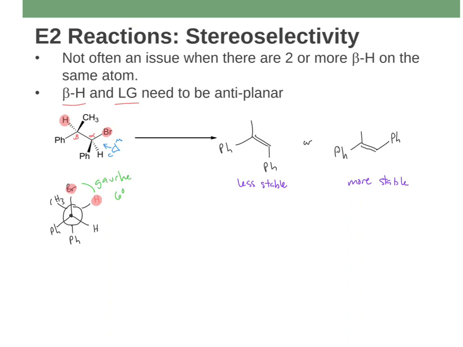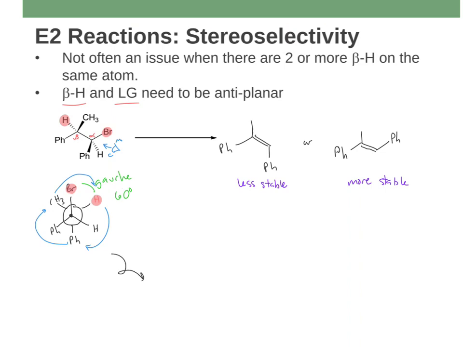Right now they're gauche. They're only 60 degrees apart from one another. I need them to be 180 degrees from one another. So what I can do here is I can just turn stuff. I can just turn whatever I want so I can get it to be anti. So what I think I'm going to do is turn the back carbon. I'm just going to rotate everything 120 degrees. So I'm just taking this back one and I'm rotating everything 120 degrees.